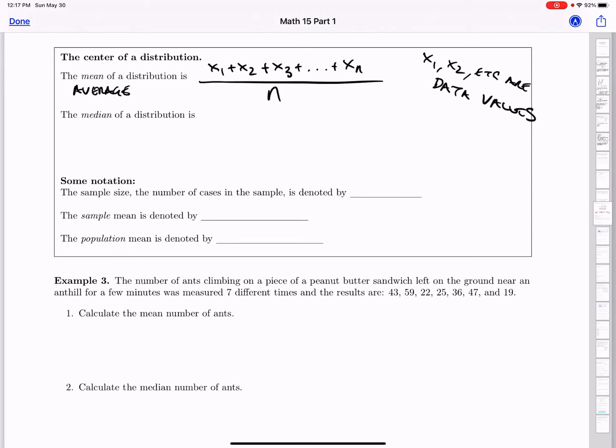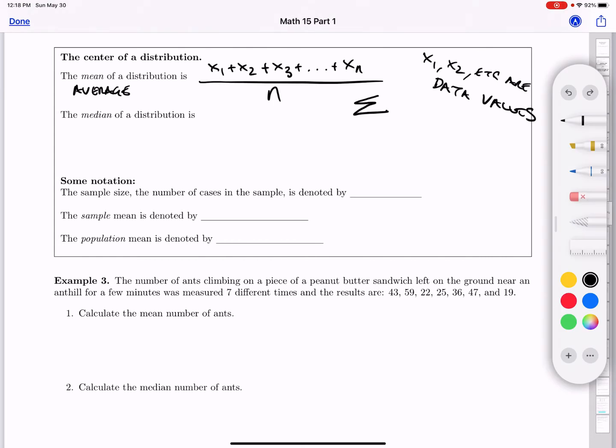So x1, x2, etc. These are data values. I'm basically just saying we add them all up and we divide by how many we have. There's another more compact way to write this. You've taken pre-calc or something like this. You may know this notation. The numerator is just a compact way of saying we add up all of the data values from 1 to n. If you have never seen that before, that's okay. You don't need to know that.